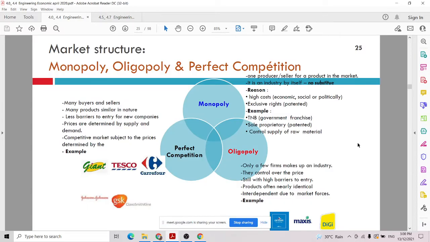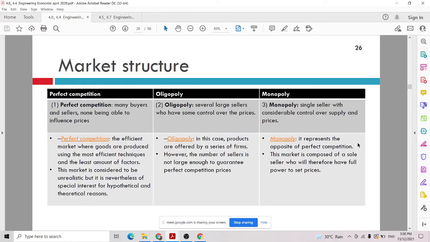So that we call perfect competition. Sorry. So this is the market structure. In perfect competition, you have many buyers and sellers, none being able to influence the price. It is all based on the market. If you set the price too high, the buyer will not buy from you. But if you decrease your price, of course the buyer will intend to buy from you, but you have less profit. So that we call perfect competition.